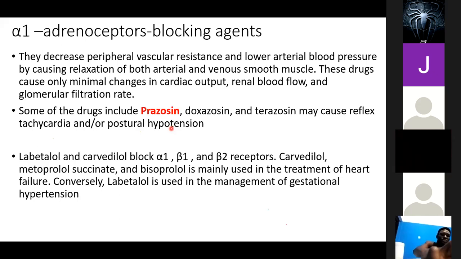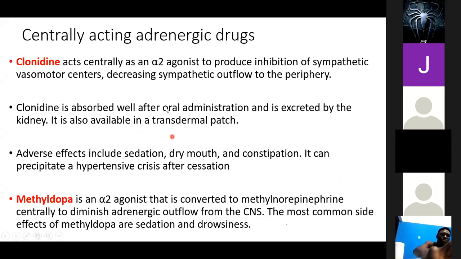We have labetalol and carvedilol, which block alpha 1, beta 1, and beta 2 receptors. Carvedilol, metoprolol succinate, and bisoprolol are mainly used in the treatment of heart failure. Conversely, labetalol is used in the management of gestational hypertension. So please, we'll talk about that another time. Level 3, I will be meeting you guys tomorrow, so we'll talk more about it.